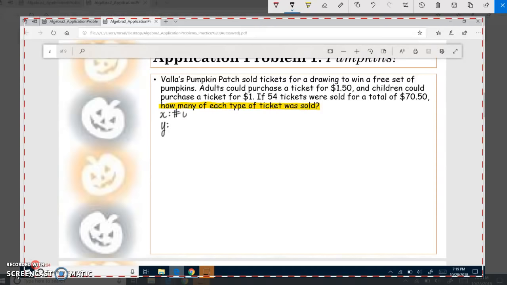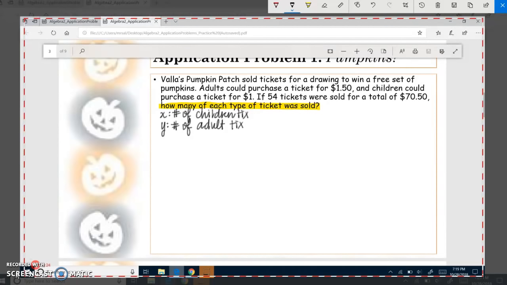So let's call X the number of child tickets for the drawing, and then Y is going to be the number of adult tickets. And the reason that we're trying to identify those variables is that it's asking us to figure out how many of each was sold for this drawing.